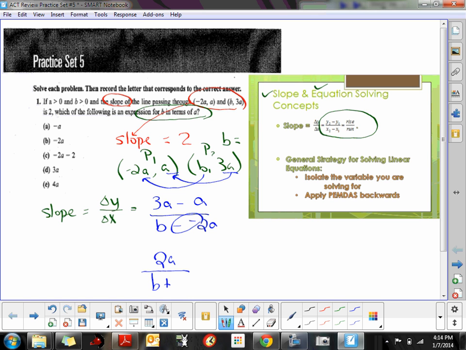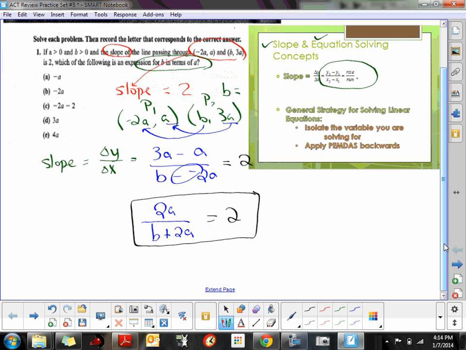Now to complete this thought, they said that when we compute the slope, the slope has to equal 2. So this calculation has to equal 2. This is my stepping stone of where we're going to go. I've calculated the slope, and I know the slope is equivalent to 2.